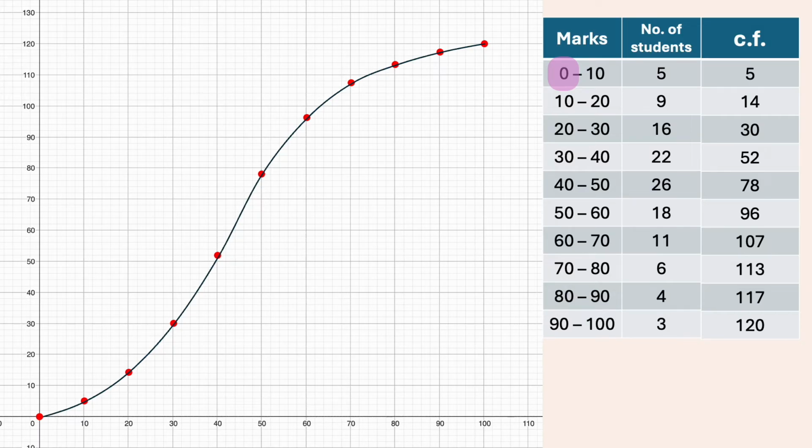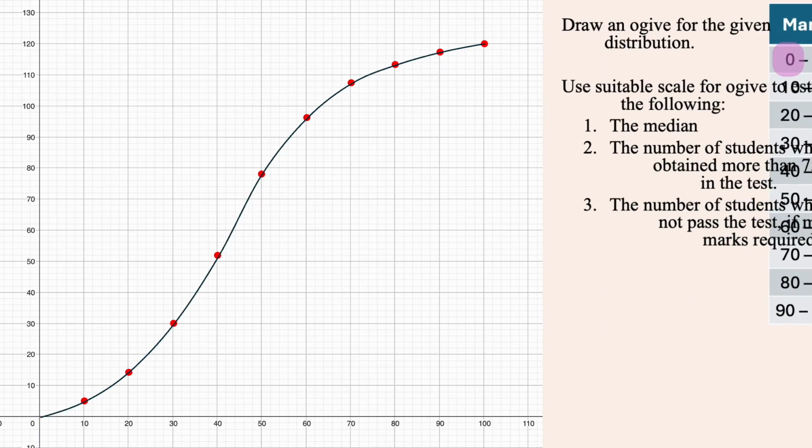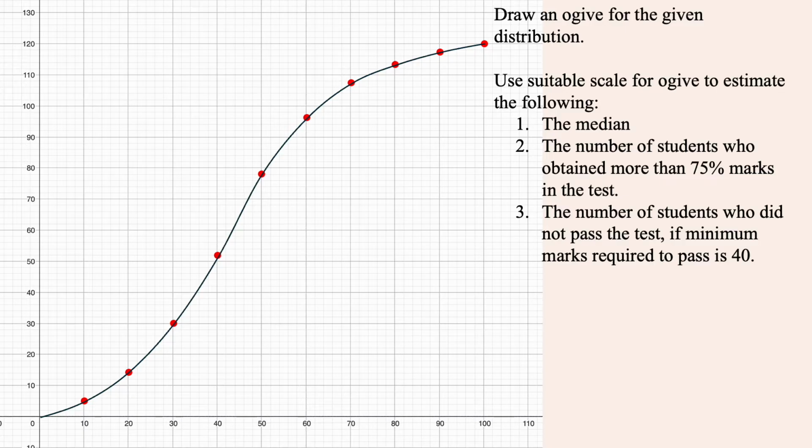So now getting back to the question, using this ogive, we need to find the median. Median is the number which corresponds to half of the frequencies. So here our total frequency was 120. So half of it is 60.